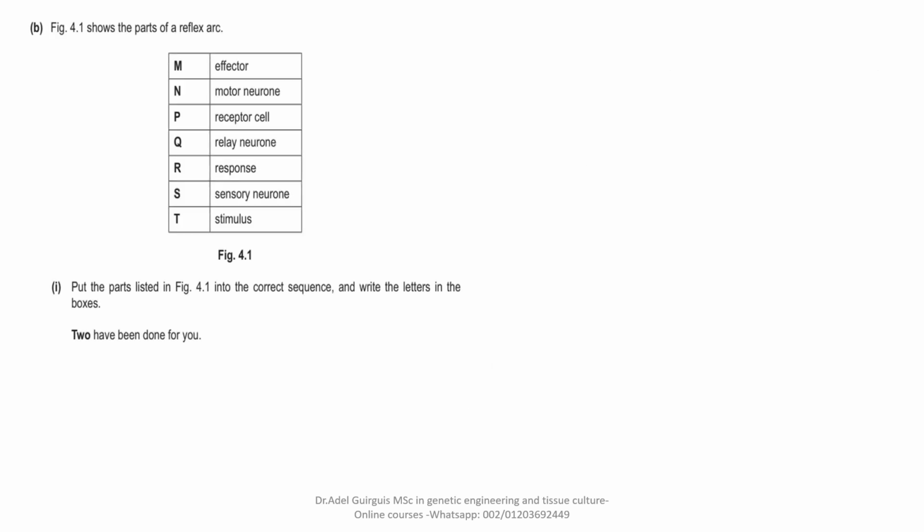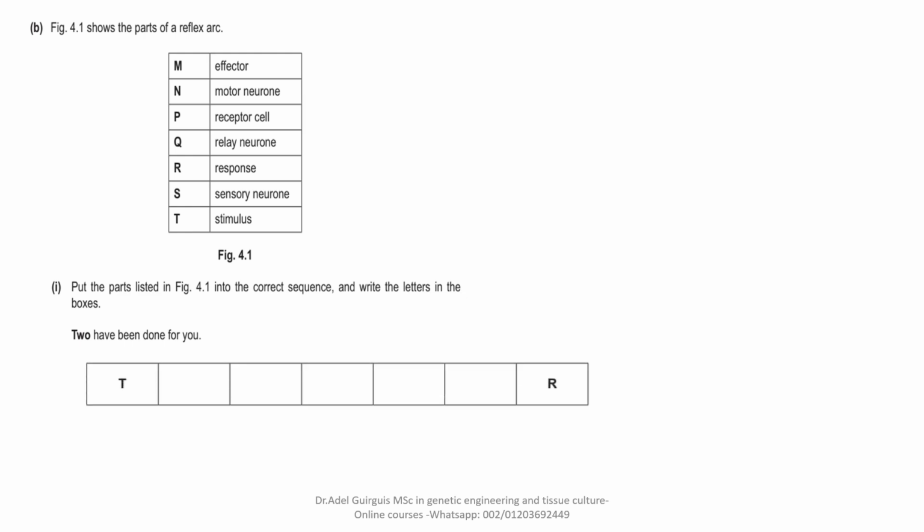Letter B. Figure 4.1 shows the parts of a reflex arc. M, N, O, P, Q, R, S, T, with effector up to stimulus. Put the parts listed in figure 4.1 in the correct sequence and write the letters in the boxes. Two have been done for you, where T and R, starting from T, stimulus, and ending with R, response.